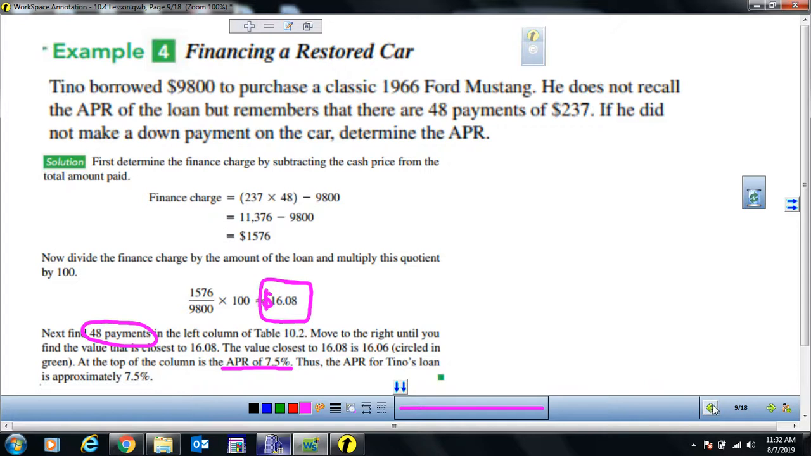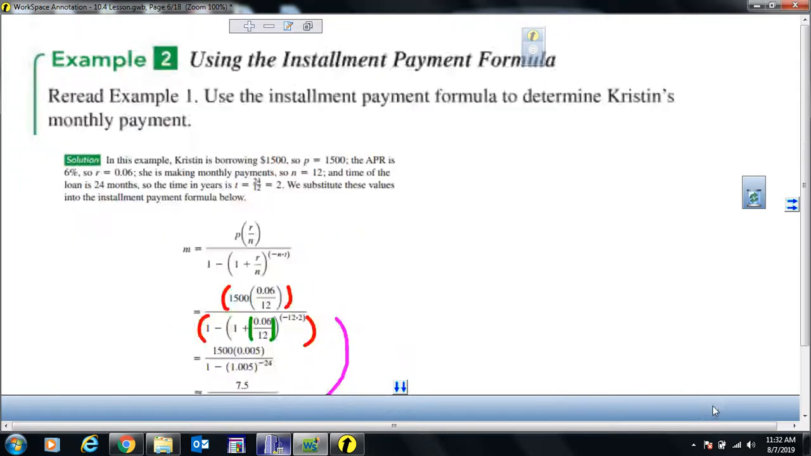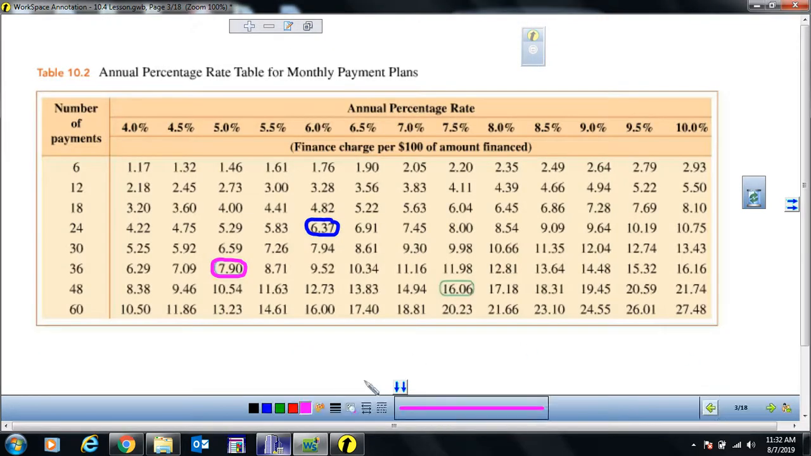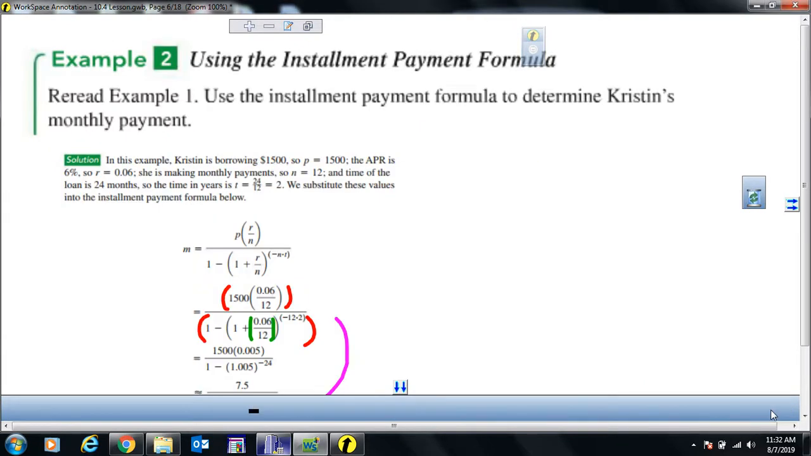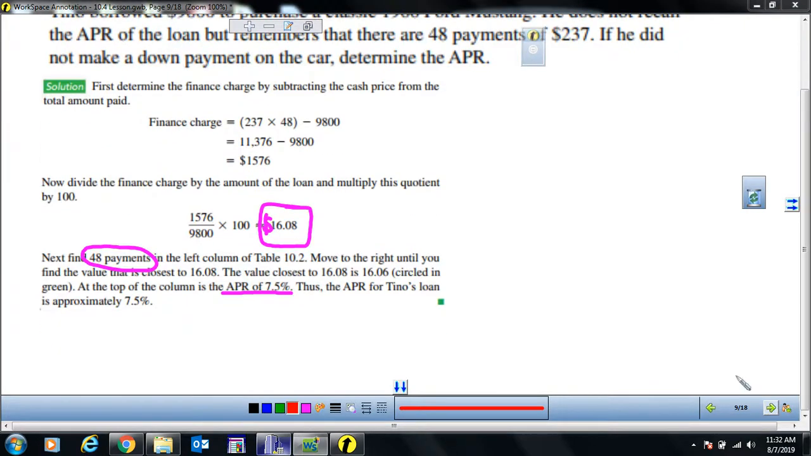So let's go to the table. What was the number? 16.08. So 48 months with 16.08. Well, yeah, the closest one is going to be this. So that's why 7.5%. Yep. So you're going to find the most approximated value to the amount of dollars financed per month when you don't find the exact number on the table. If you find it, perfect, but if you don't, that's what you're going to do.